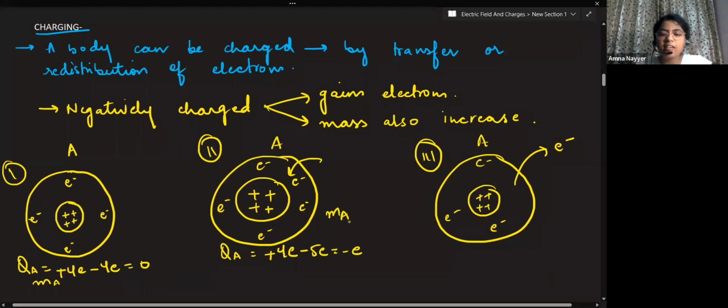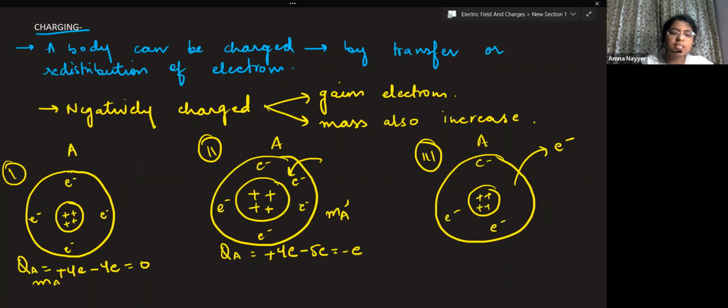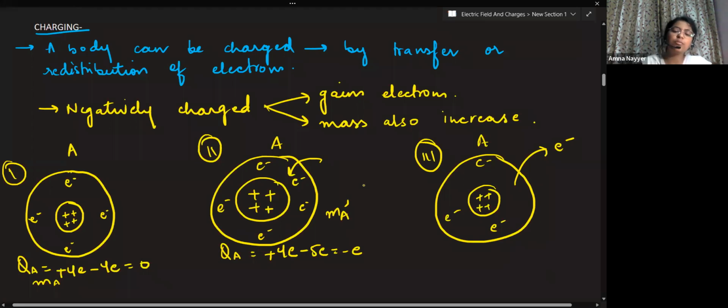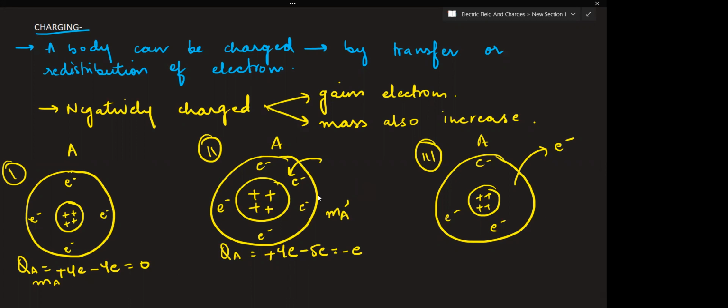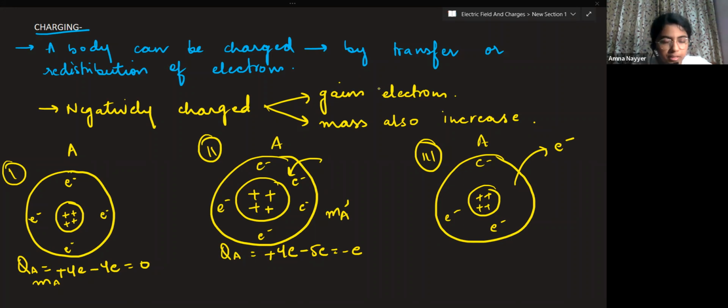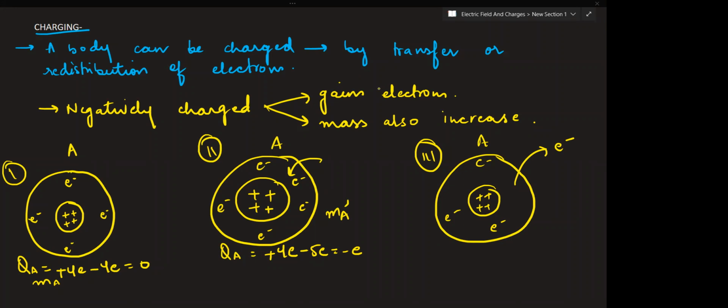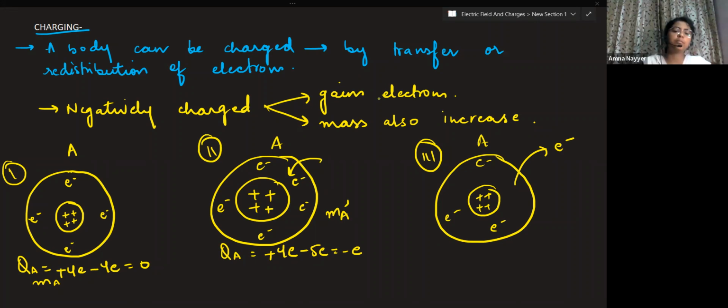So we have a mass for this as well. Let's say MA dash is the mass of this. So tell me, in this second case, how will you compare MA and MA dash? MA dash will be greater than MA, MA will be less than MA dash, or MA and MA dash are equal? Shravya, please repeat. MA dash will be greater than MA. Yes, right. Salman is also right. Yes, Atif, MA dash will be greater.